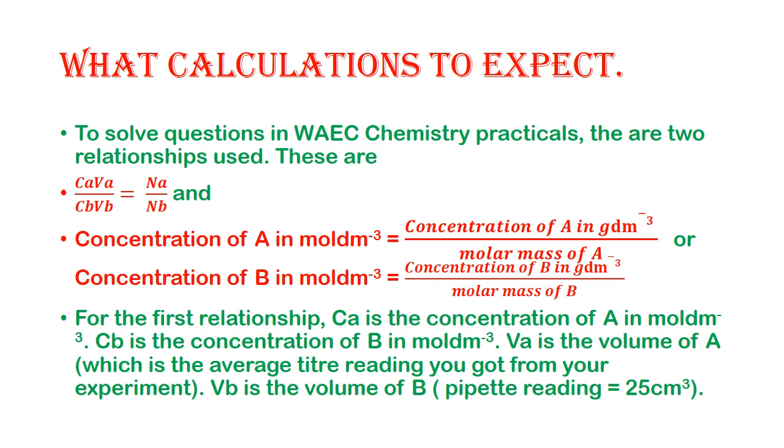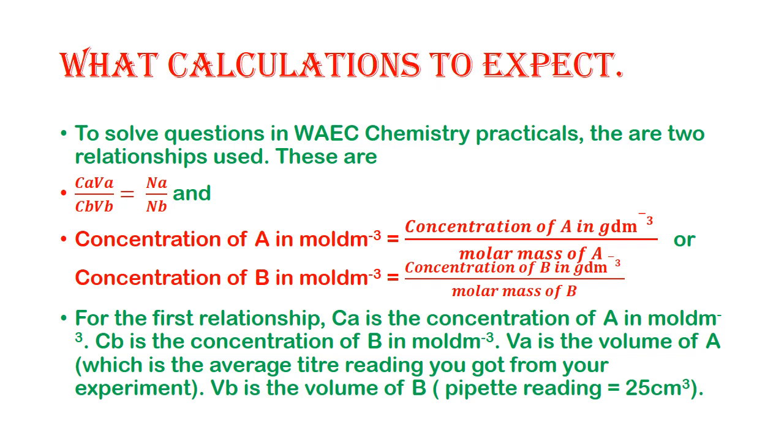The concentration in mole per dm cube of that solution is the molar concentration. So we can say molar concentration is equal to what? Mass concentration all over molar mass. Do you understand? So if you are using concentration of A in mole per dm cube, then it has to be equal to concentration of A in gram per dm cube all over molar mass of the same A. Or if you are applying it to B, concentration of B in mole per dm cube equals concentration of B in gram per dm cube all over molar mass of B.